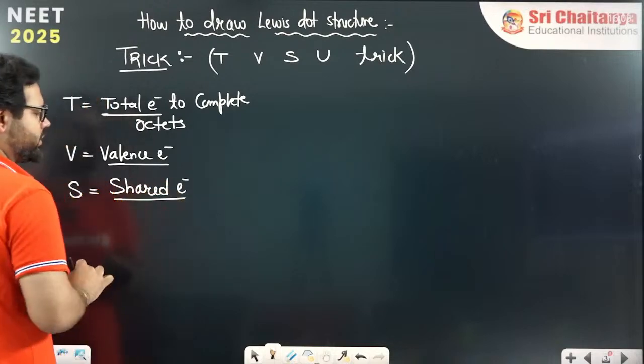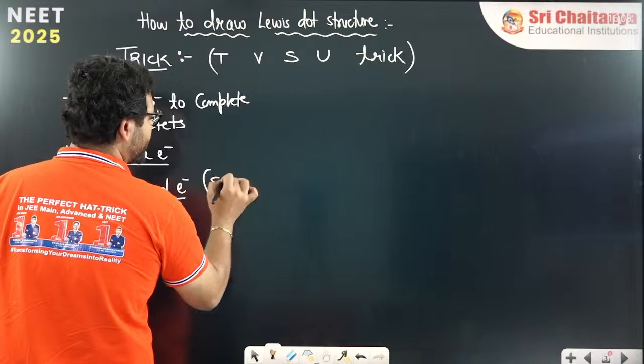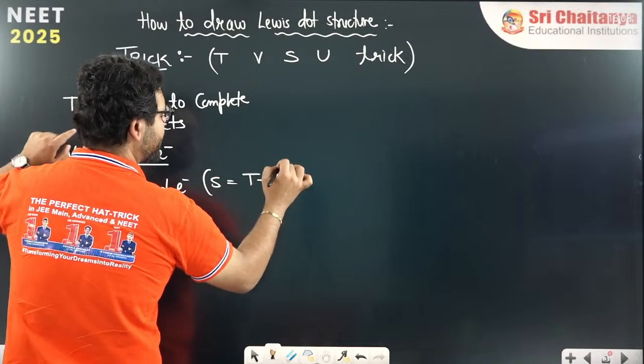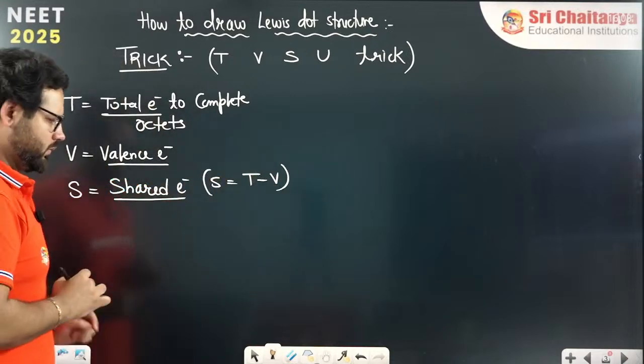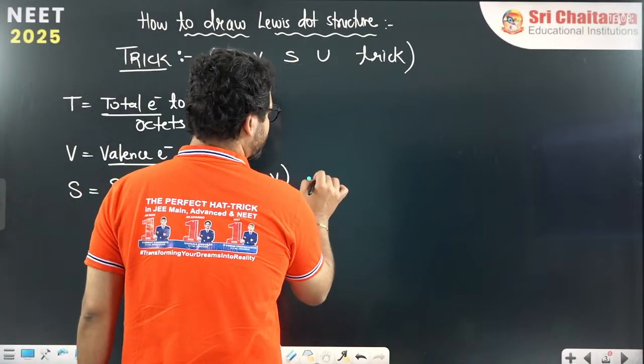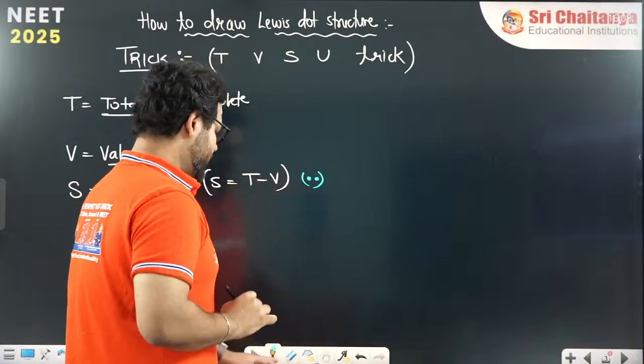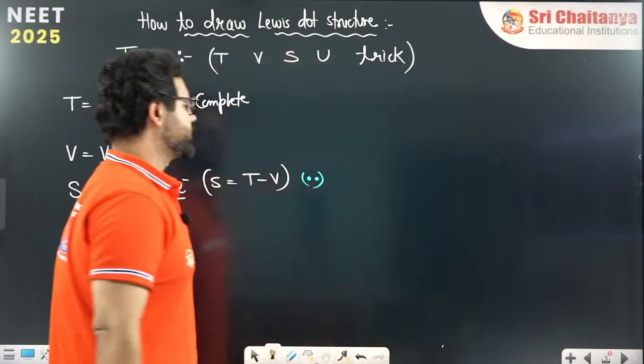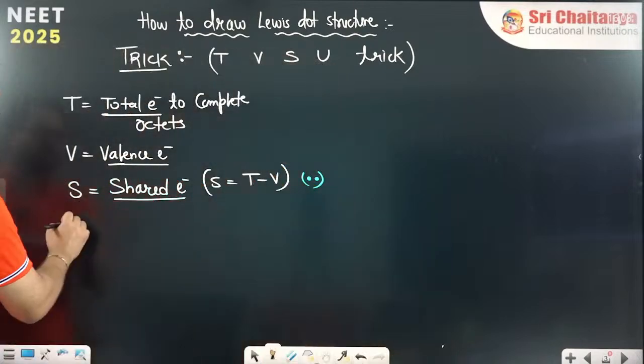Shared electrons. The value of S will be the first number minus second number, T minus V. And we will represent shared electrons as dots. First write it down, then you will understand.